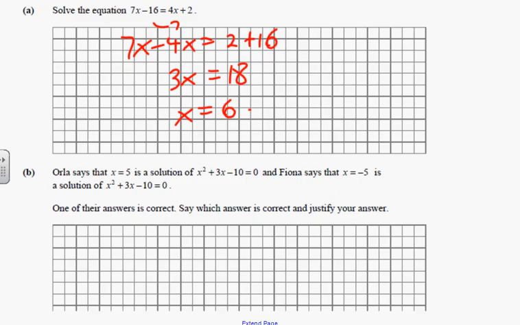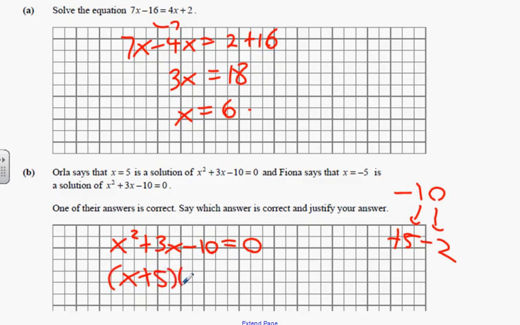So it says that x equals 5 is a solution of x squared plus 3x minus n equals 0, and the other solution of x is minus 5. Yeah, so why don't we factorise that ourselves? What's the reference number? 10. Minus 10. What two numbers will multiply to give you minus 10, but add to give you plus 3? 5 and 2. Plus 5, minus 2. X plus 5, x minus 2 equals 0.